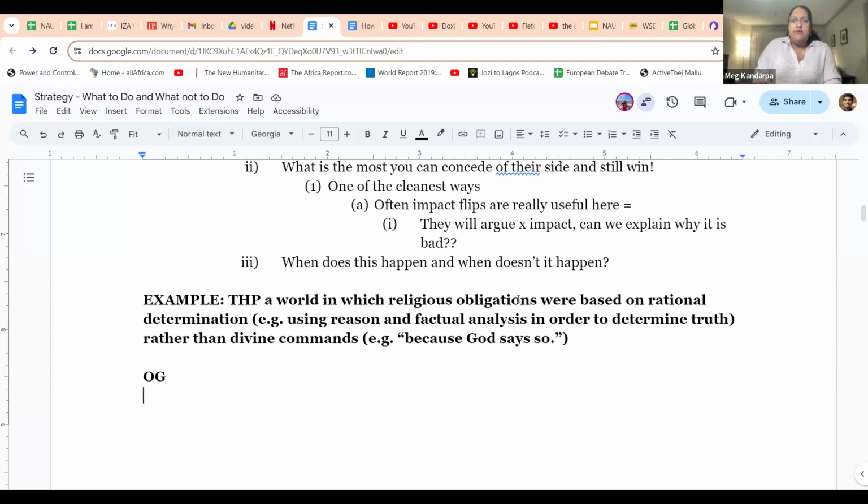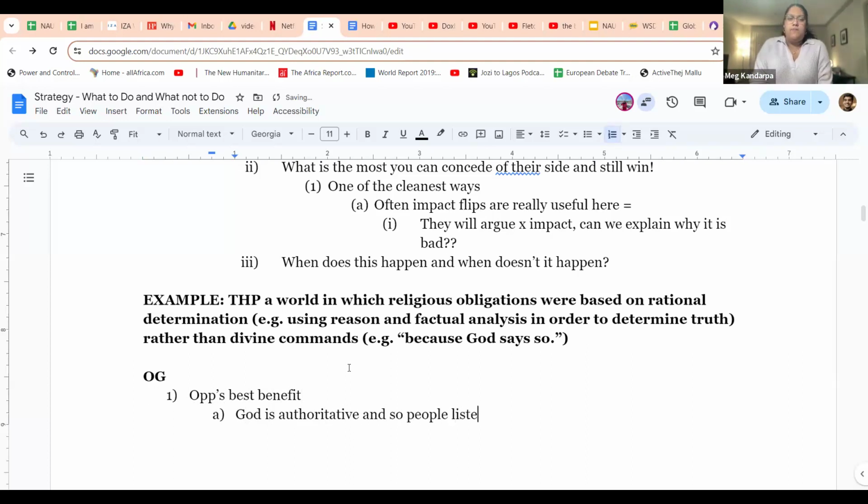Okay, I have thoughts whenever you're ready. Yeah, I have some thoughts. Okay, I'll jump into it really quickly. So I think the best benefit that opposition bench would have here on why it is that we care that God says so, is that God is authority. And so people are more likely to listen because by nature, religion places this person as the most true, and therefore you are following because God says so.